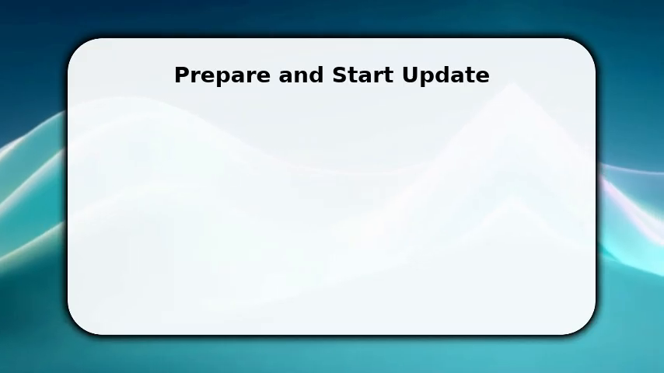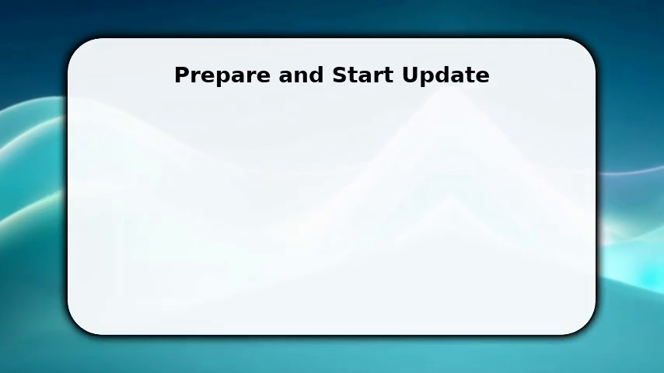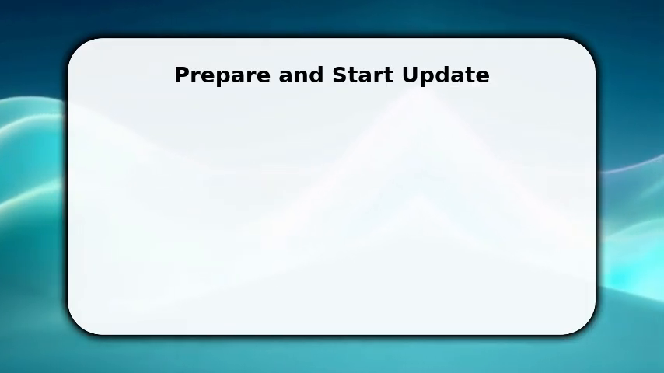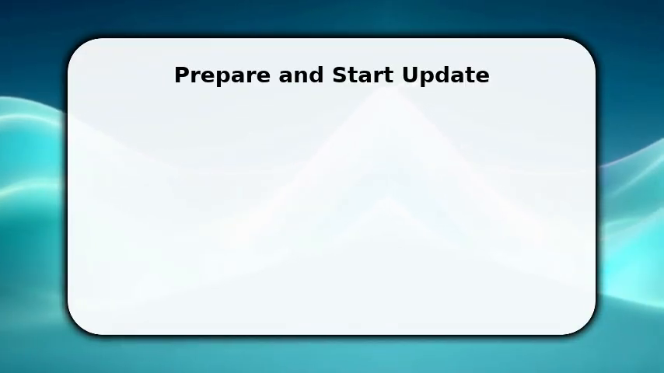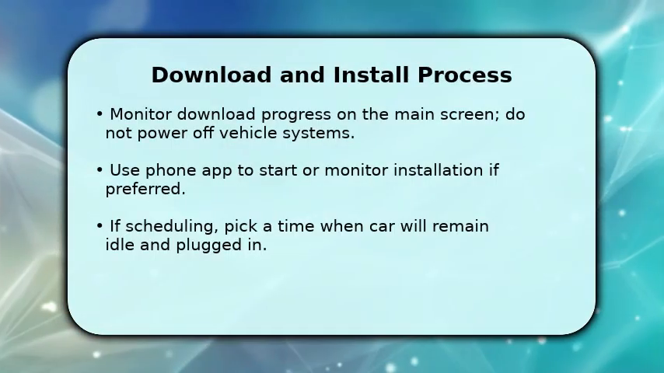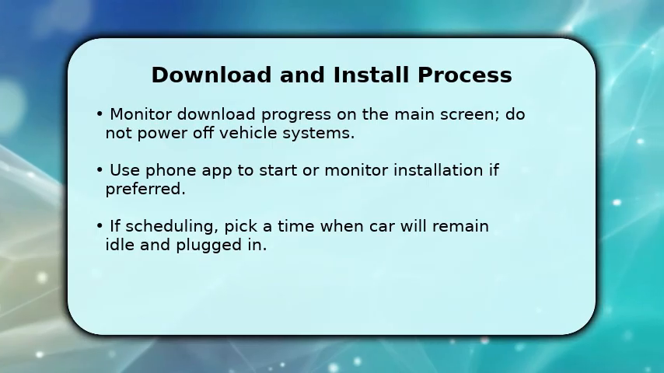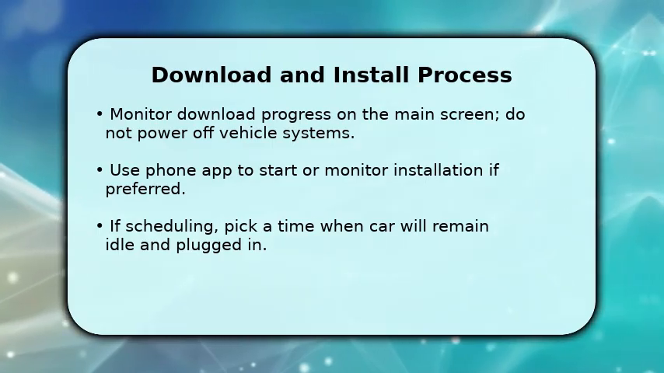Once you see an update, you'll receive an Install or Schedule option. Choose Install now if you want immediate action. Make sure Do Not Disturb is off for notifications, and keep the car awake until the download completes. As the file downloads, you'll see a progress bar and estimated time. Keep the car online and avoid heavy HVAC or charging interruptions.